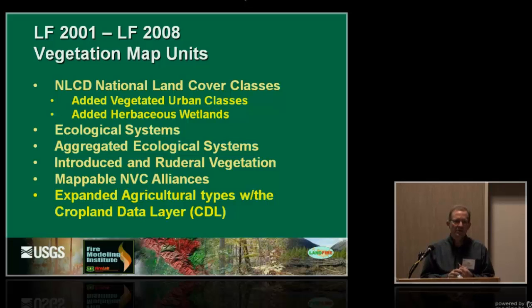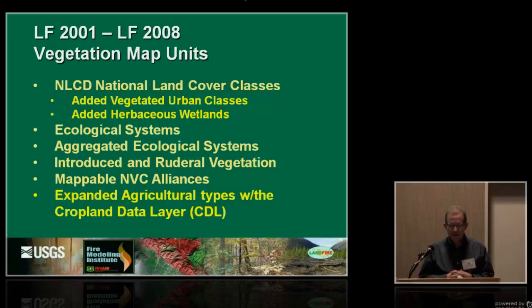We had an issue with folks being able to identify herbaceous wetland out of our broad aggregated riparian types. Still stuck with the systems, the aggregates, the introduced, and the mappable alliances. And then on the agricultural side, to get more burnable agriculture, we expanded our legend, basically replaced the NLCD 80 series with 10 or so cropland data layer types. So we pasted them in there, and some of those are now burnable and some of those are not, similar to the urban. So basically we just added to our legend.